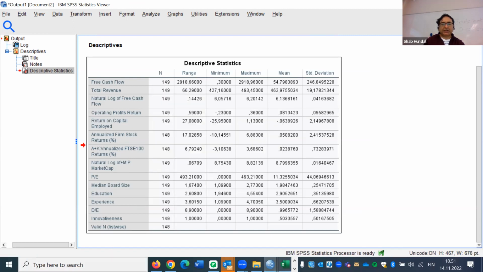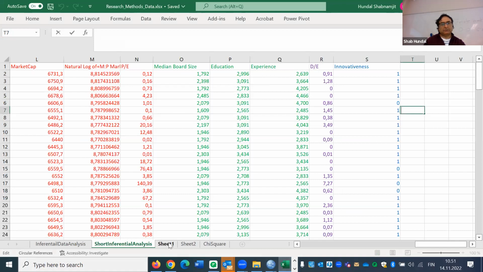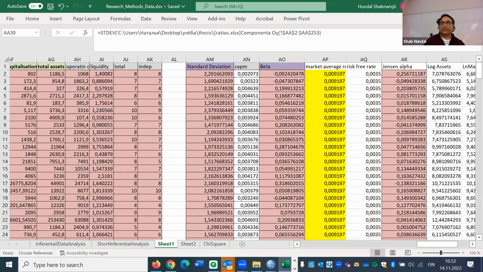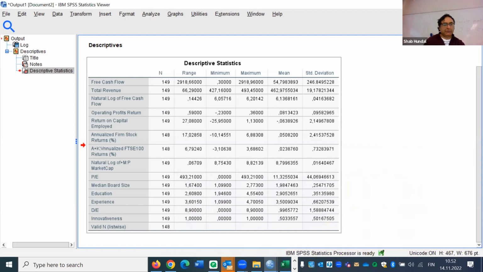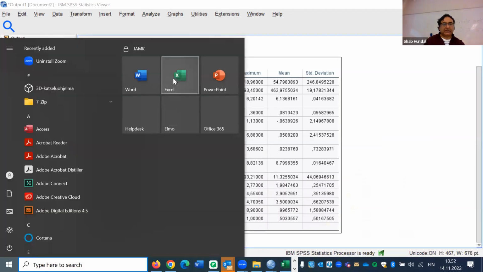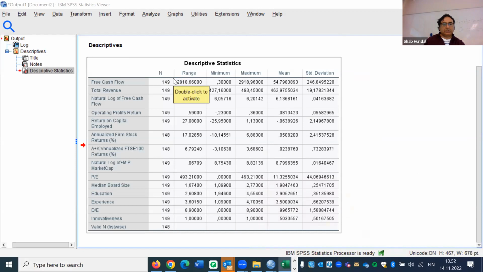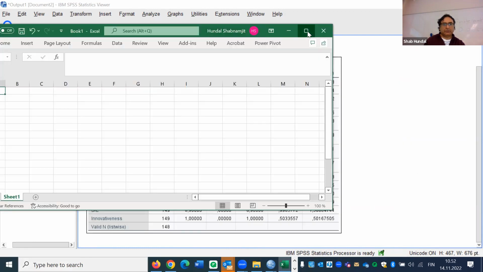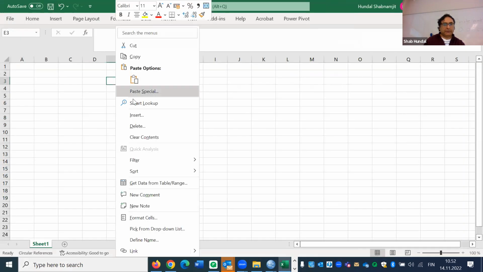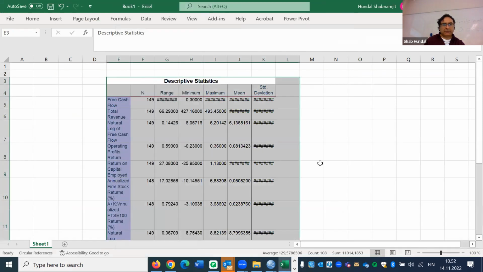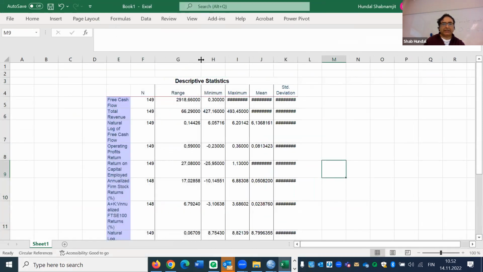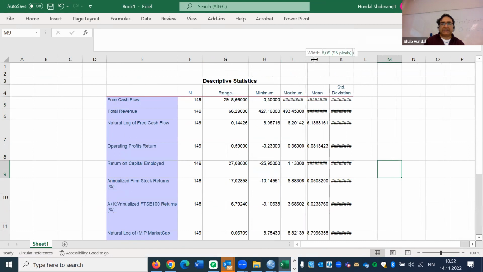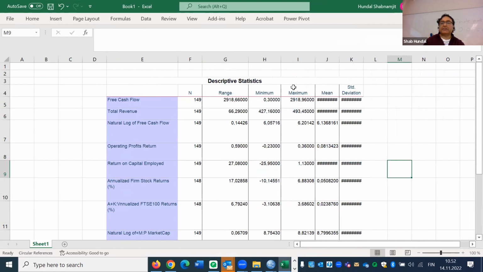And then I open a new spreadsheet, for example, in Excel. And here, if I paste, yeah. So now my results are saved, by the way. After I have done my analysis, I can save my results. Of course, I can save.